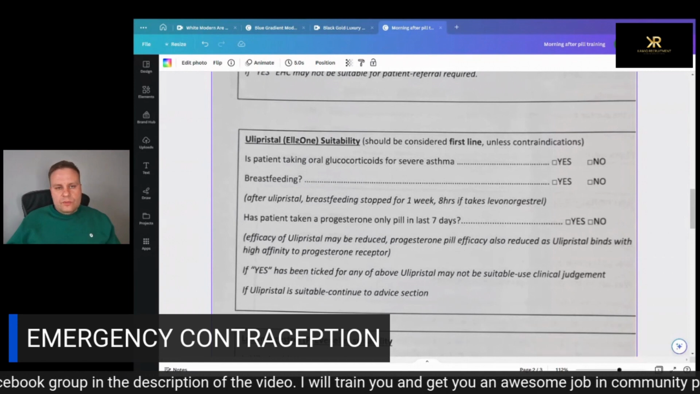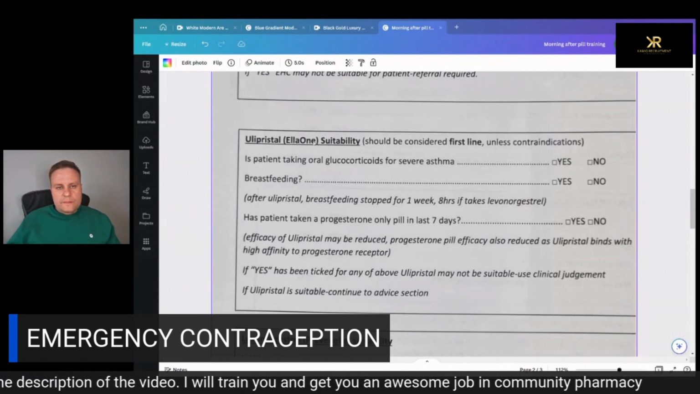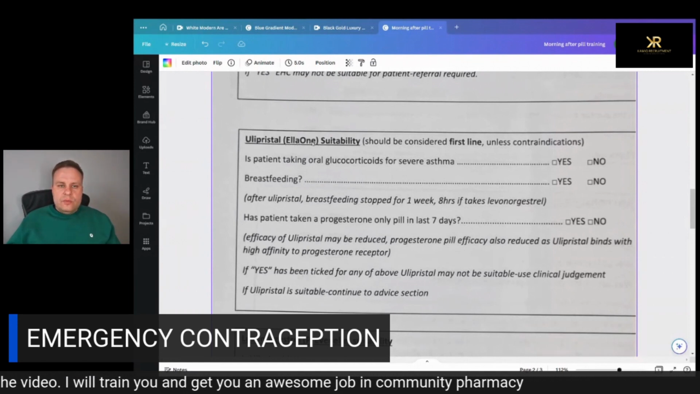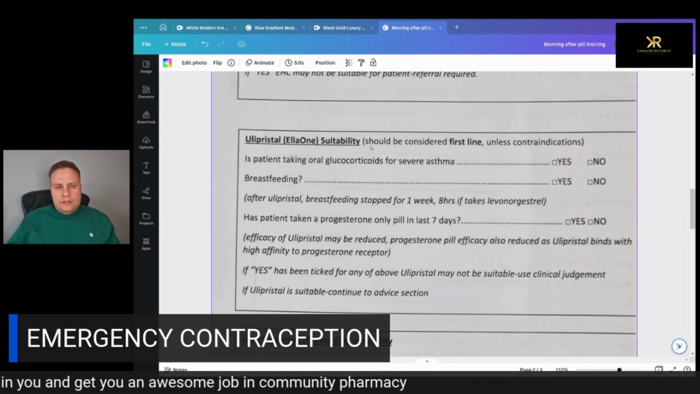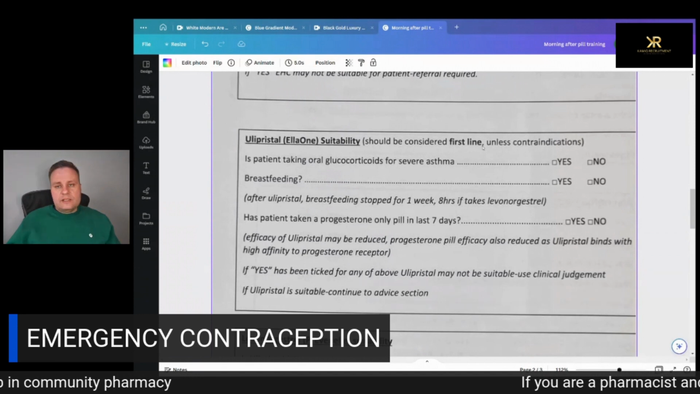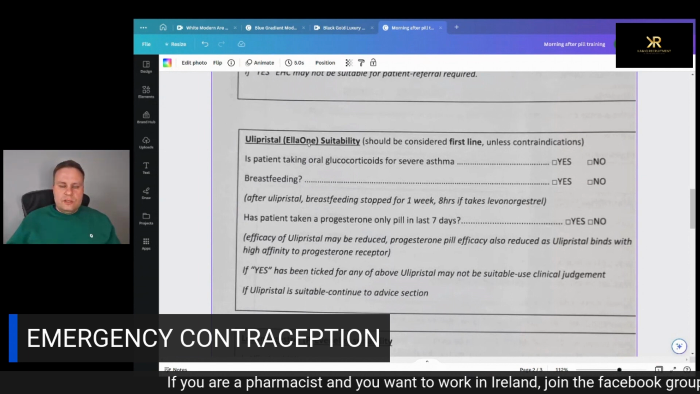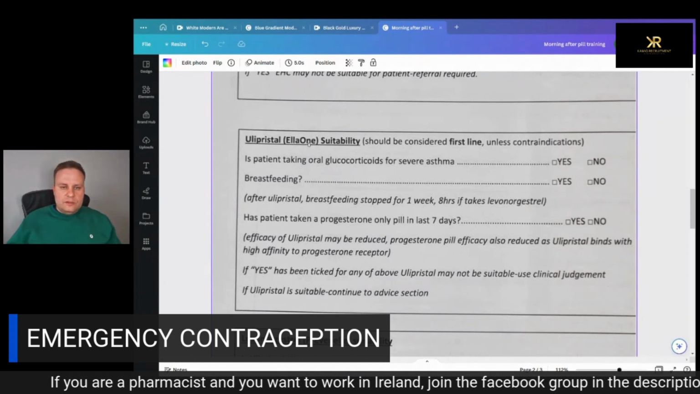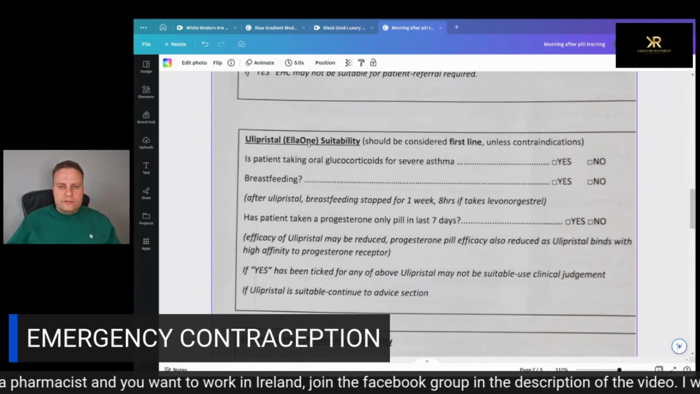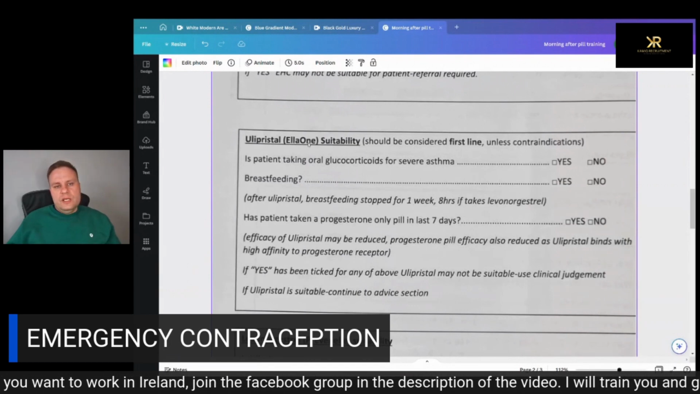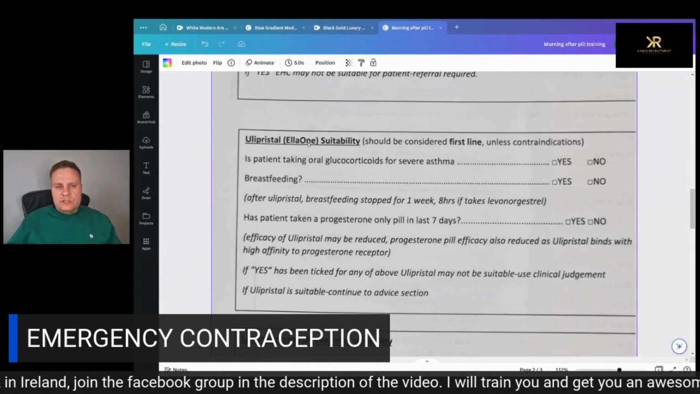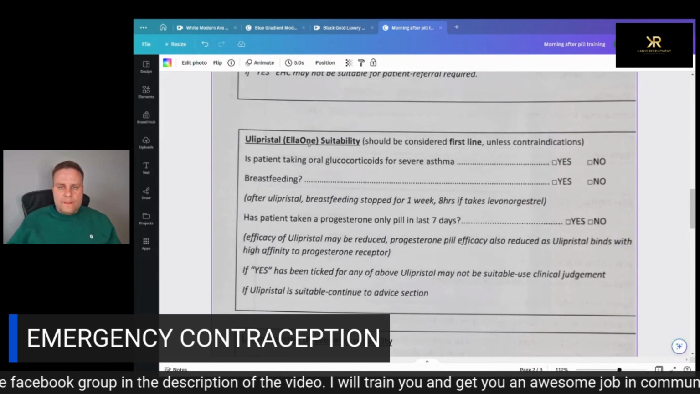Ulipristal. So the brand name is Ella One. Ella One suitability. The Ella One should be considered first line unless it's contraindicated. So first choice when you're going through the form and asking all the questions, if you're satisfied, the first choice for you to dispense to the patient would be the Ella One.